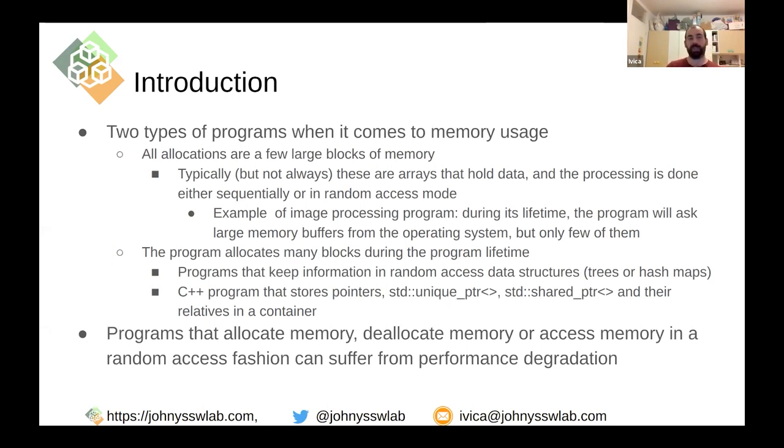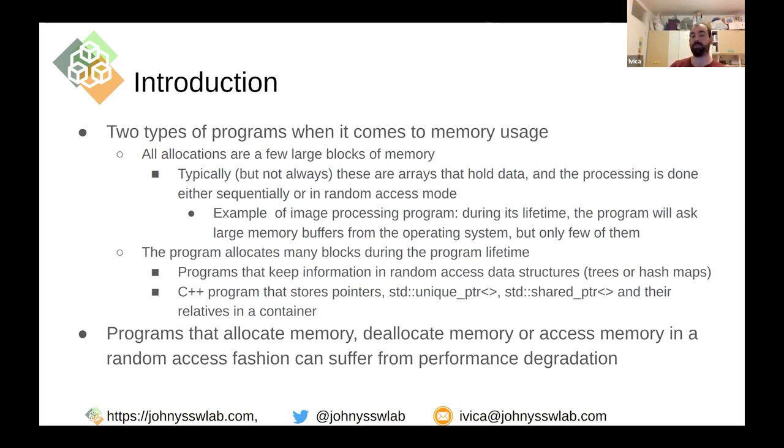Okay, a short introduction about the two types of programs when it comes to memory usage. The first type is those programs that maybe don't allocate any dynamic memory at all, or they allocate a few large blocks from the allocators, and then do processing on them, either sequential or random access mode, doesn't matter. One example is an image processing program. During its lifetime, it will allocate a few large buffers to hold intermediate data, but only a few of them. These programs are not interesting to us, and typically there aren't many programs nowadays that work like this.